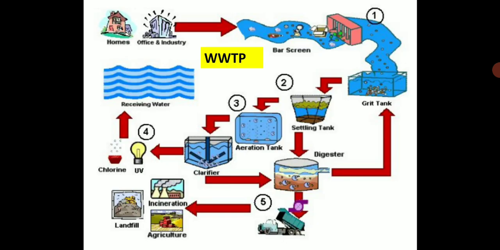Just have a look, a briefing on the wastewater treatment plant. You can see steps 1, 2, 3, 4, how the wastewater goes into the grit tank. You have a bar screen to separate all large and smaller objects. Then you have a settling tank. Then you have an aeration tank where air is added. Then you have a clarifier. From there it goes to the digester.